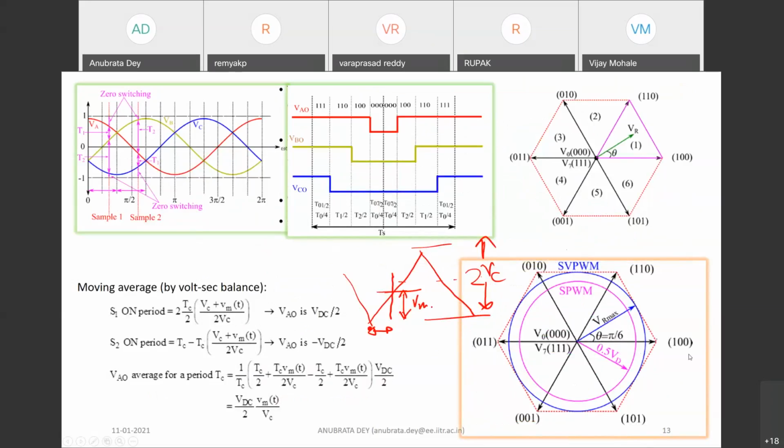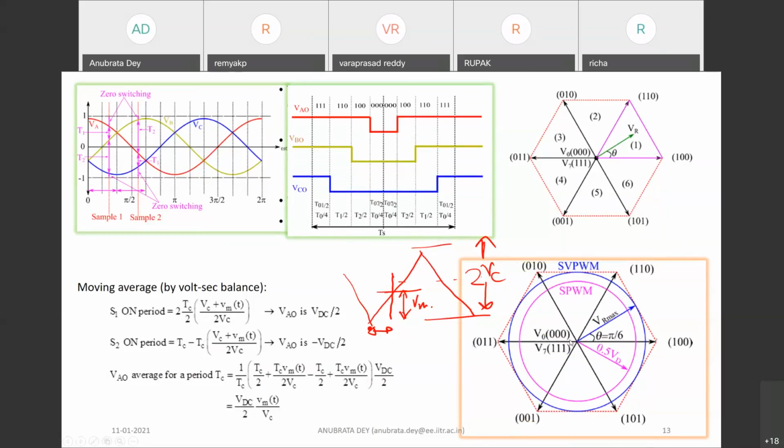Or if you switch them in such a way that these two intervals are the same, the starting of the zero sequence and the end of the Ts by 2 time, the zero voltage durations are the same on both sides, then that also becomes SVPWM. So both meanings are the same.